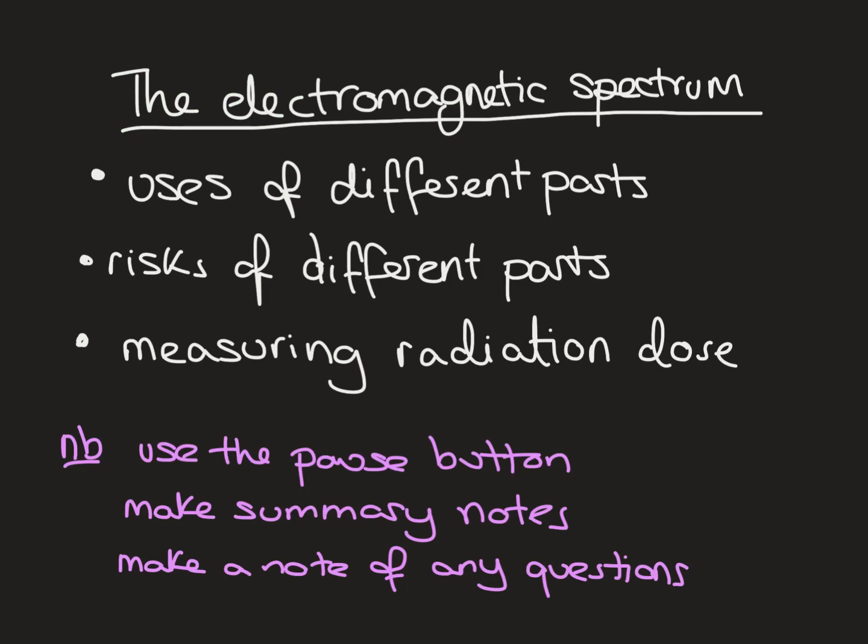So let's have a look and check that we've done everything we said we were going to do in the video. We've talked about uses of the different parts of the electromagnetic spectrum. And remember, we said go and have a look at the class notes from the mind map available on the Google Classroom to add some more details to your notes about different parts. We've talked about risks from different parts of the spectrum and why we want to minimise exposure. And we've talked about how we measure radiation dose in sieverts. So make sure you've got summary notes, a note of any questions you've asked, and go back and revisit any parts of the video that you think you need to look at again.